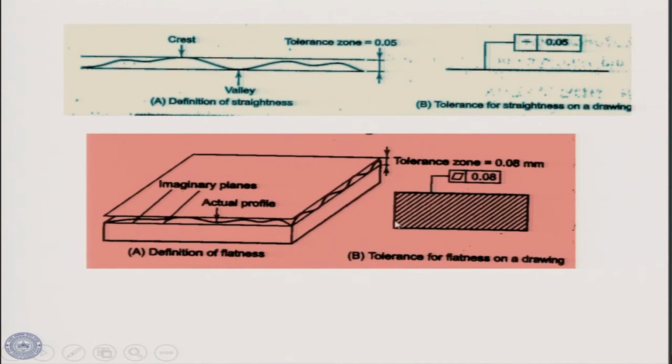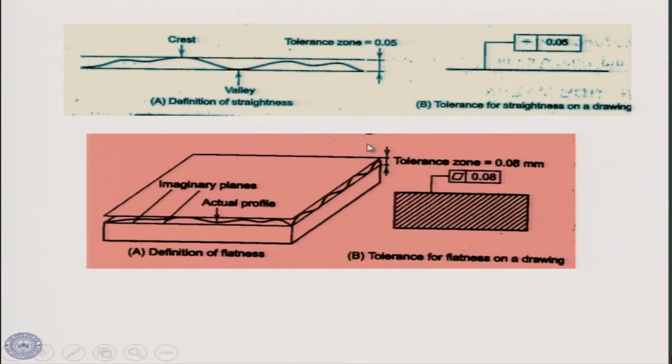So, this is the drawing, let us say this is a surface, and the flatness of this surface should not be more than 0.08 millimeter. Okay. When nothing is mentioned here in engineering drawing, it means that this is in millimeter always, by the way.